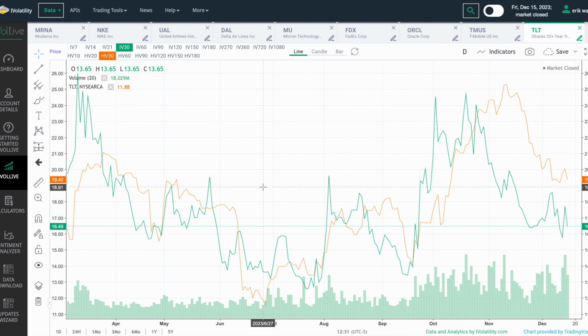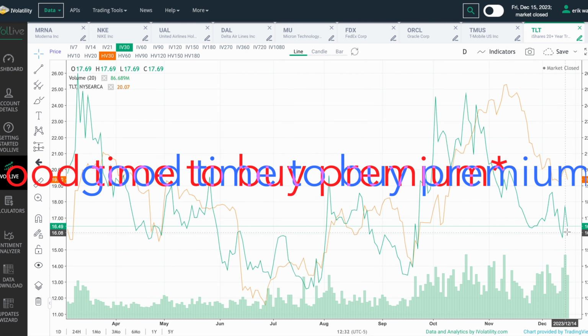All right, so we're out of my brokerage account and back in iVol live, and I have TLT populated with the IV30, the implied volatility for the next 30 days. You can see that we have a reverse scenario where the historical vol is higher than what the market is projecting for implied volatility. So this would be a situation where premium is actually cheaper compared to the historical vol. So this could be a good time to get long.